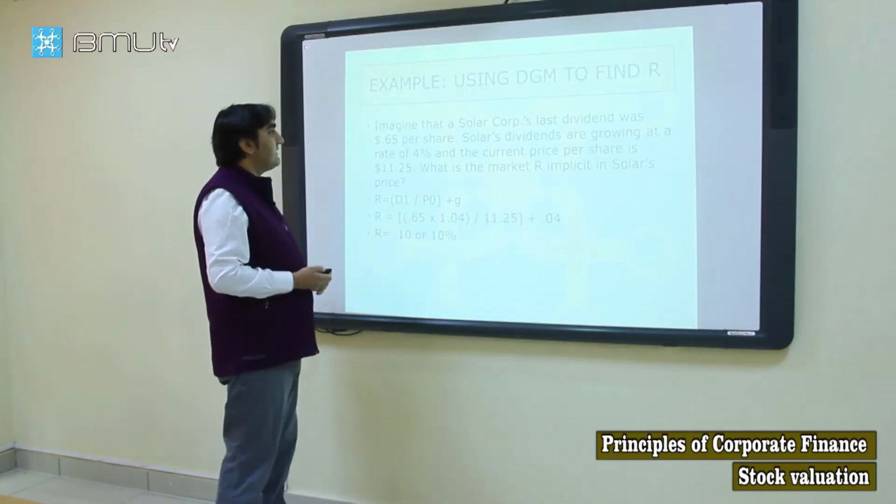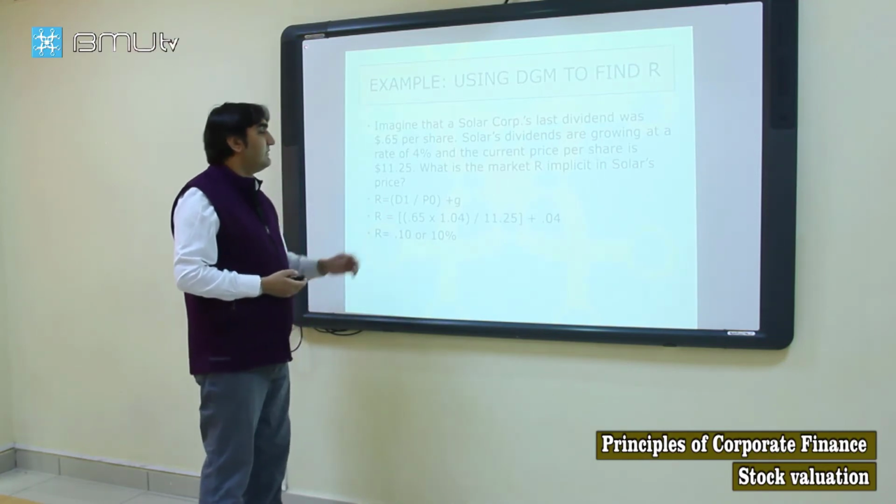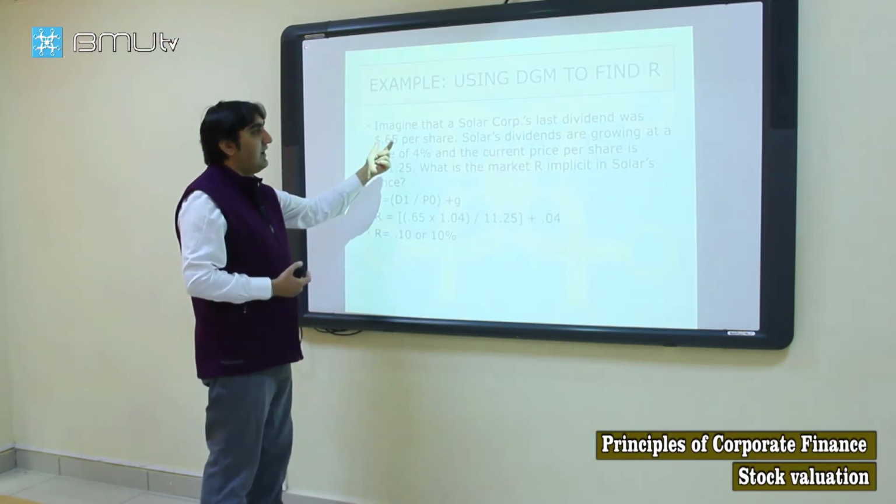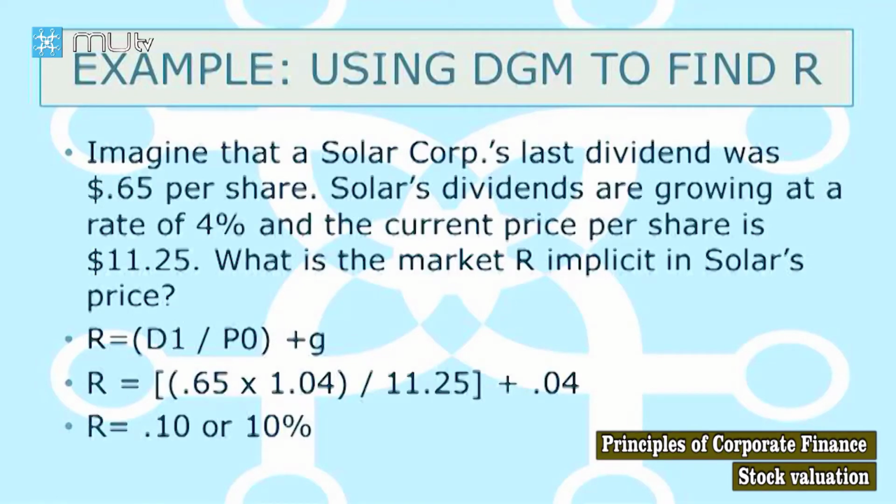We have an example here. Imagine that Solar Corporation's last dividend was 0.65. Last dividend means D0. Solar's dividends are growing at a rate of 4% and the current price per share is $11.25. What's the market R implicit in Solar's stock? That is, if investors pay $11.25 for this stock, how much return as a percent do they require from this stock?